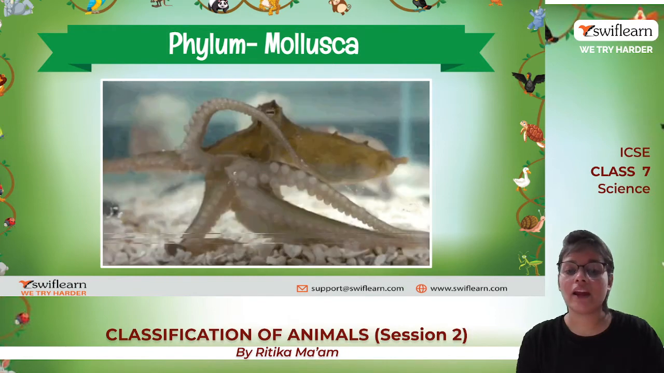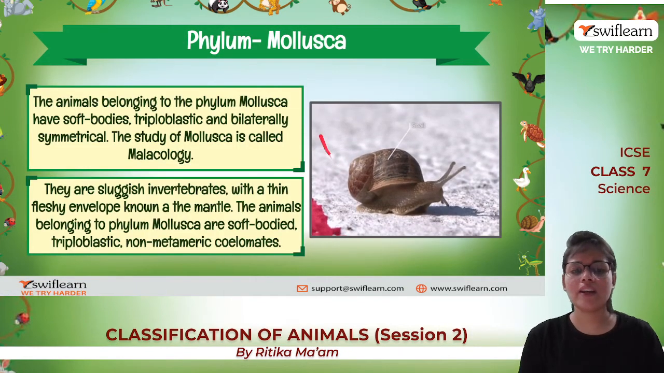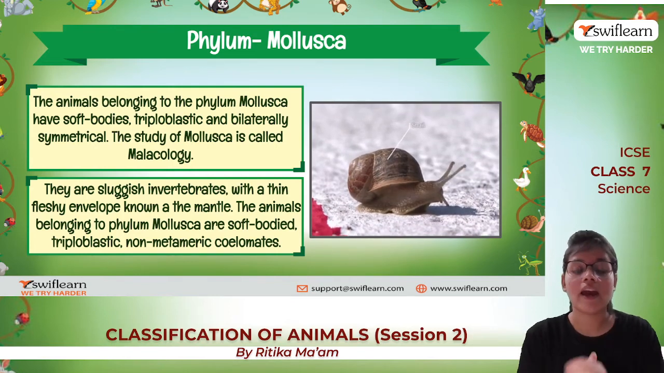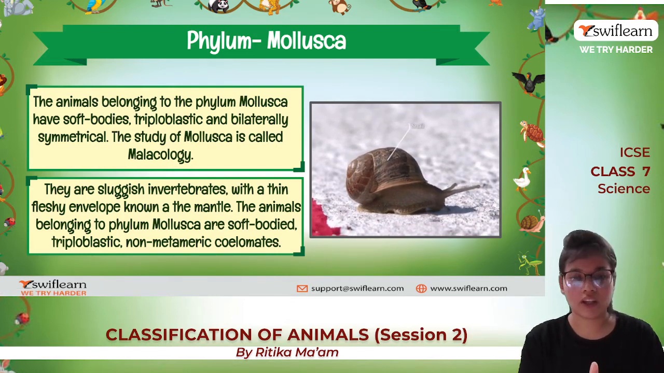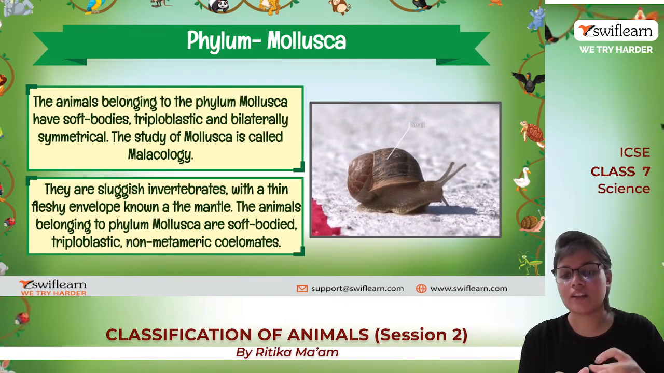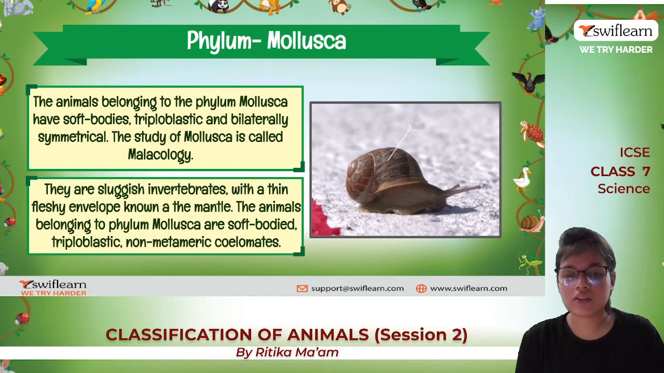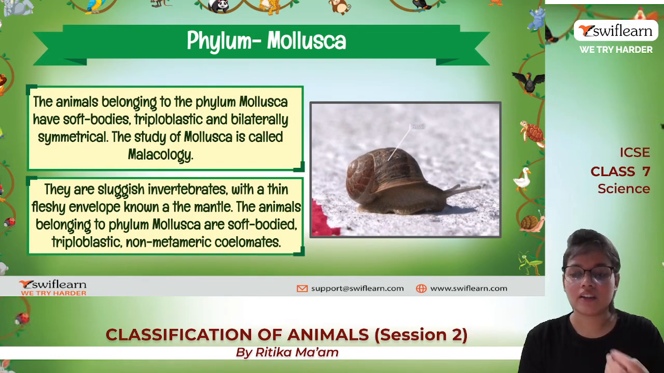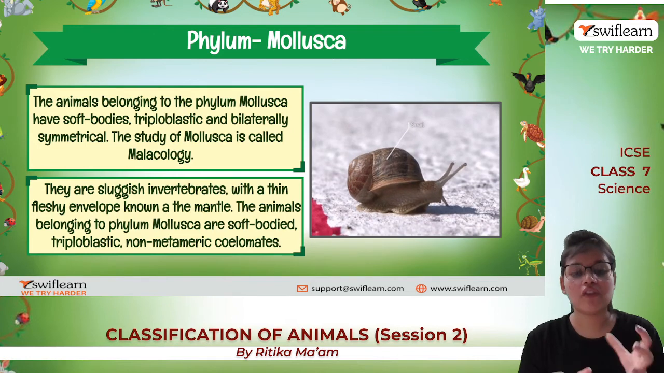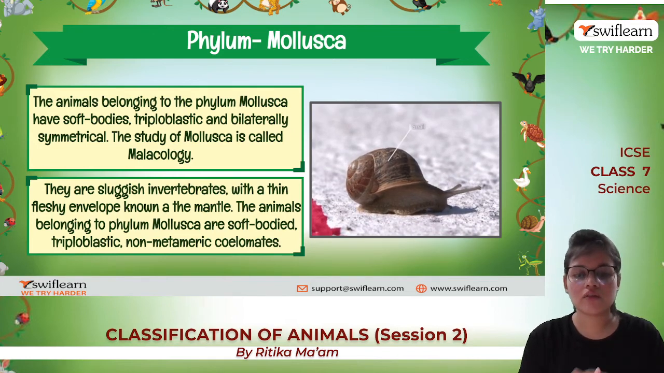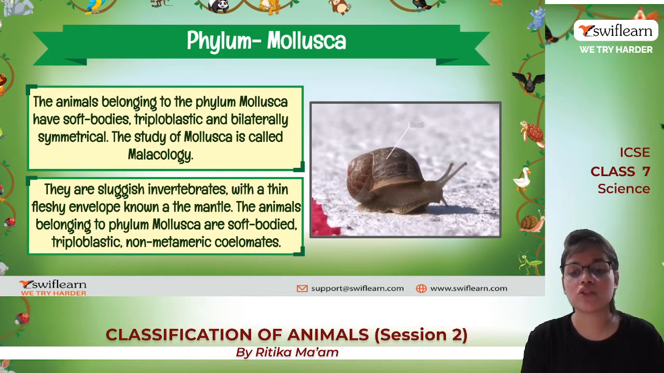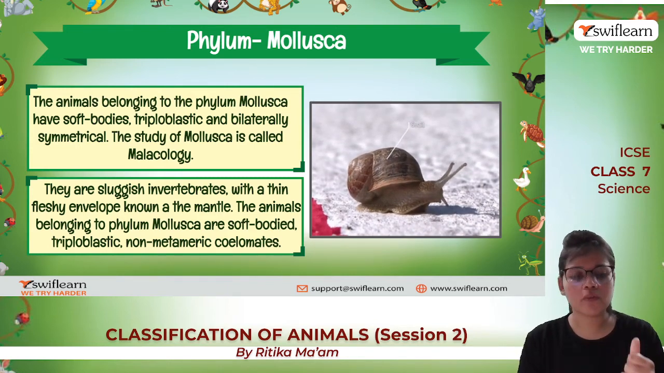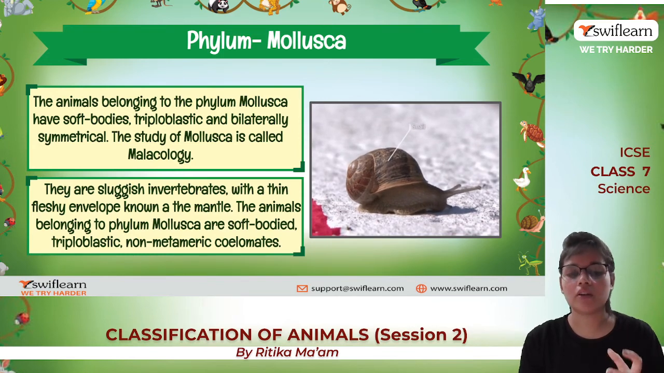Next, talking about phylum Mollusca. They have very soft, jelly-like bodies. They are triploblastic and bilaterally symmetrical. The study of mollusca is known as malacology. Talking about their characteristics, they are sluggish invertebrates. They have a thin, fleshy envelope, which is known as the mantle. The animals belonging to phylum Mollusca are very soft-bodied. They are triploblastic and non-metameric coelomates.